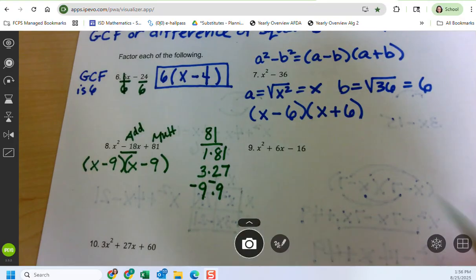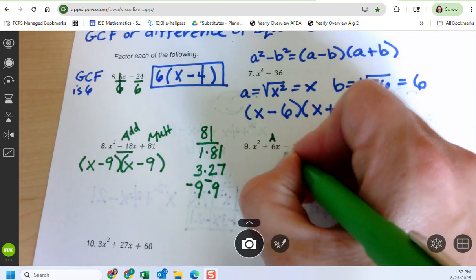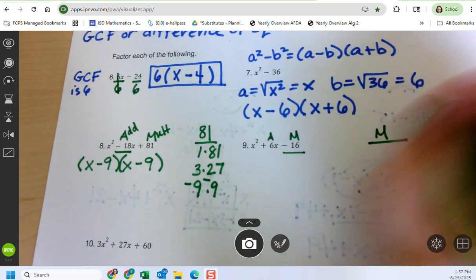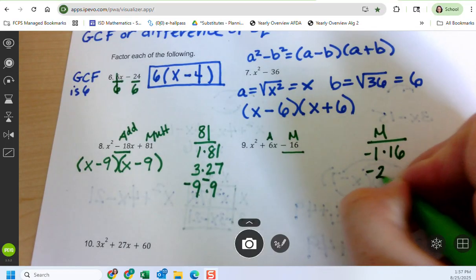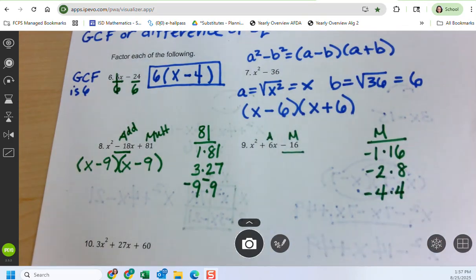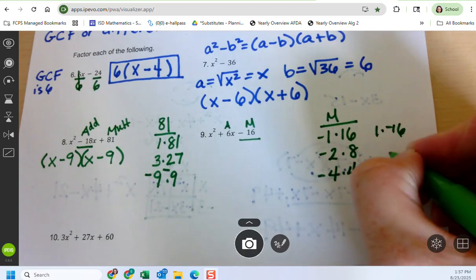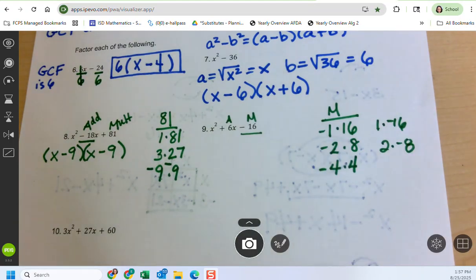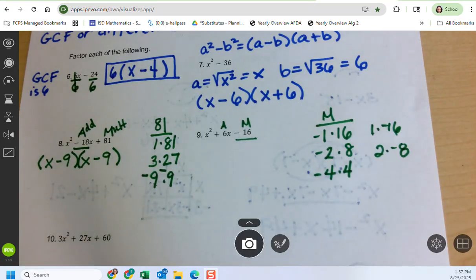Number 9 is the same kind of problem. So we're looking for numbers that add to 6 and multiply to negative 16. So maybe negative 1 times 16, negative 2 times 8, negative 4 times 4. And of course, you can switch up which one's negative. So it could be 1 times negative 16, 2 times negative 8. This would be the same though. So what I want you to do is figure out which pair of numbers adds to 6 and then set up your parentheses.